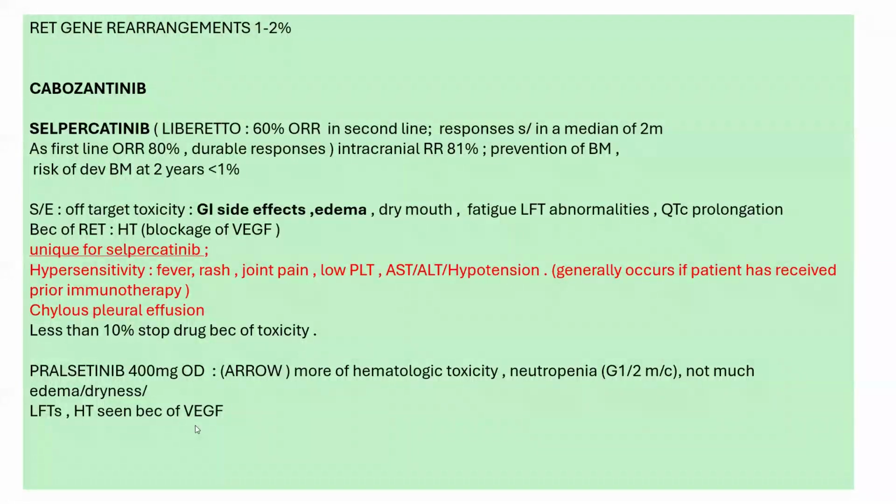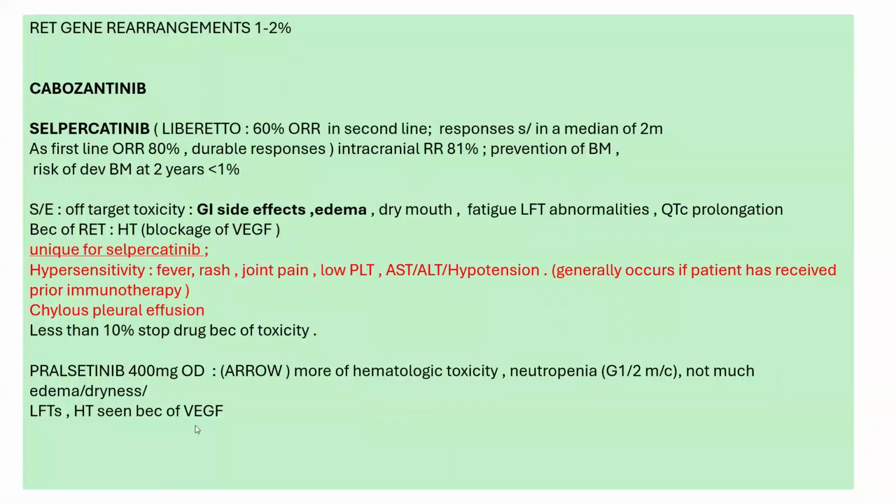So the next is RET gene rearrangement. This is seen in around 1 to 2% of patients. The drugs that we have for RET gene rearrangement are cabozantinib, selpercatinib, and pralsetinib. Cabozantinib is a multi-kinase inhibitor, and it is used in this setting also.